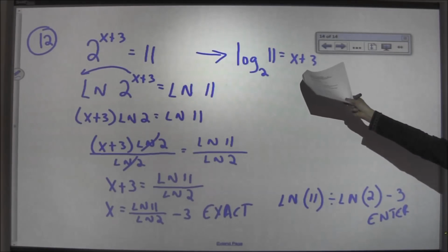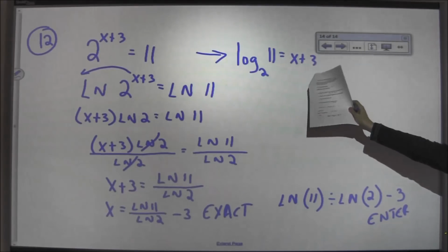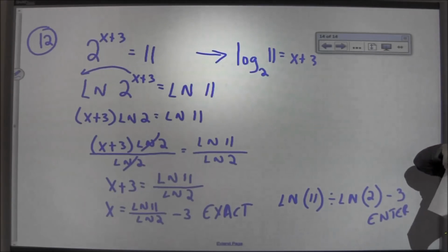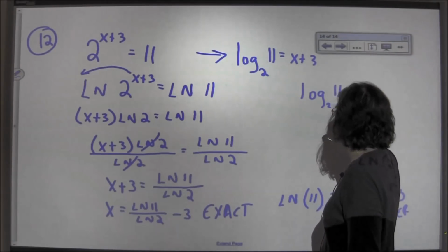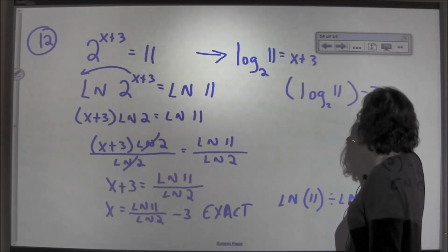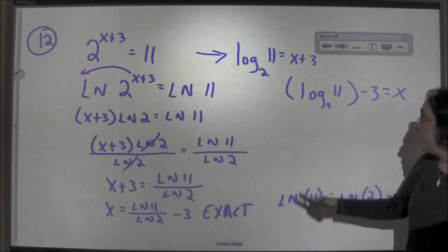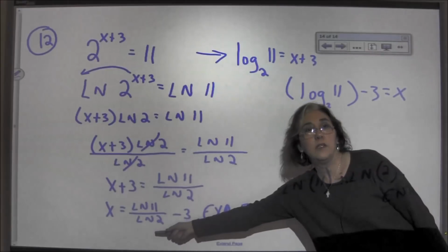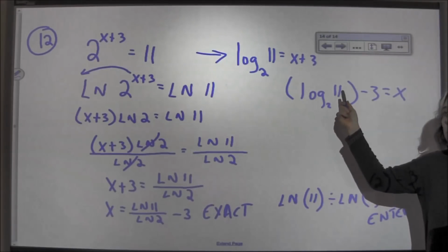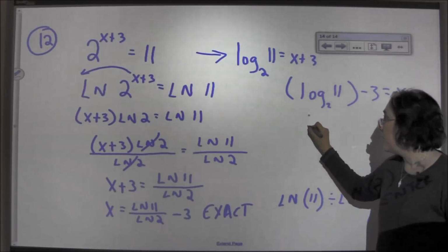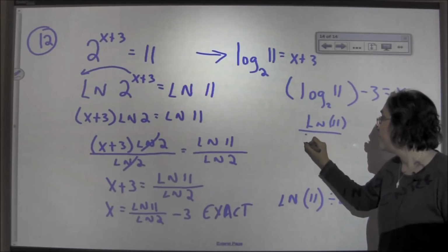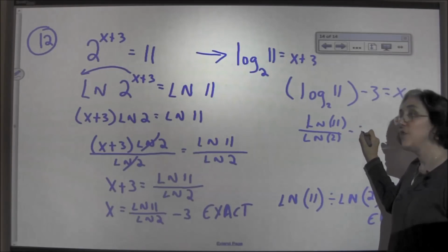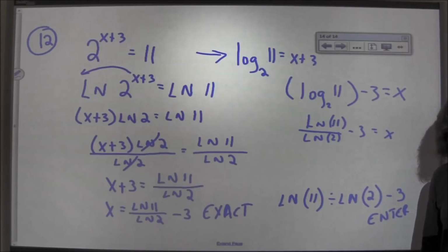Did anybody want to talk about this form? What else would you have to do here? Subtract 3. Yeah, subtract 3. Now, why are those two things equal? What's the change of base formula? Log of the log unit divided by the log of the base. Mm-hmm. So those are equal. That's why I was okay with that. Okay?